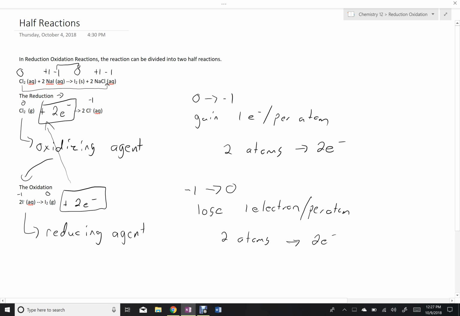So those are your half reactions. I'm going to do another video in a second here where I just do a little bit more practice writing these out. But we can see that we can write it as the reduction and the oxidation separately, and we can see how we can make sure that our number of electrons being produced and our number of electrons being absorbed should be the same, and we'll use that when we learn how to balance these chemical reactions.